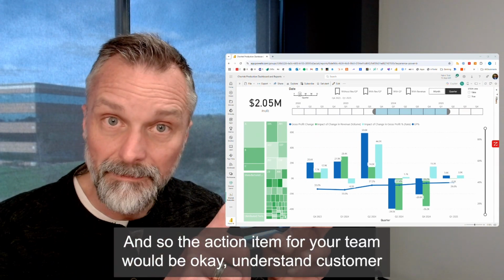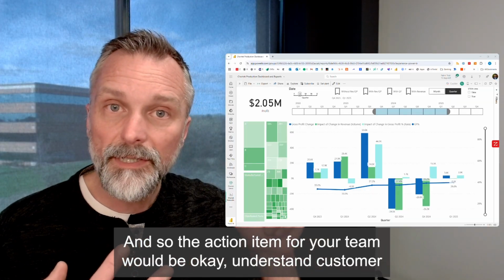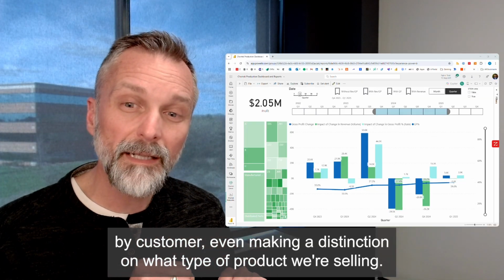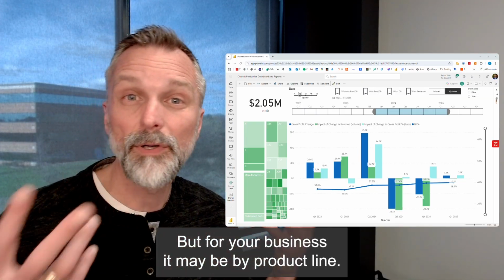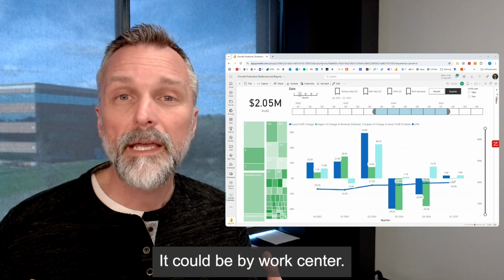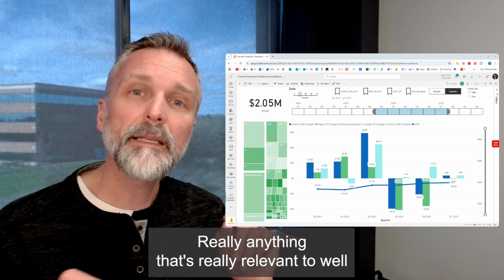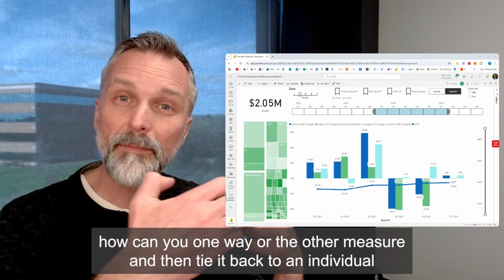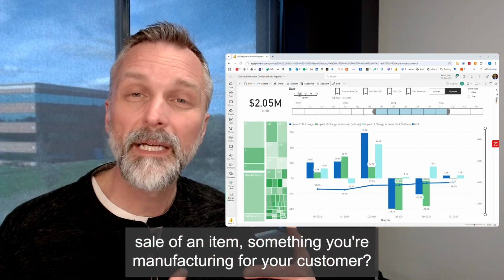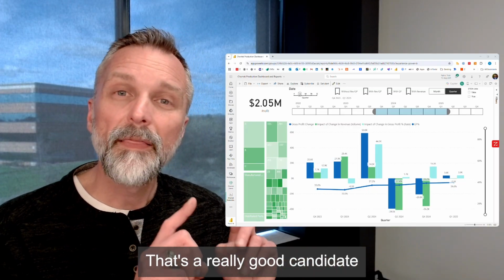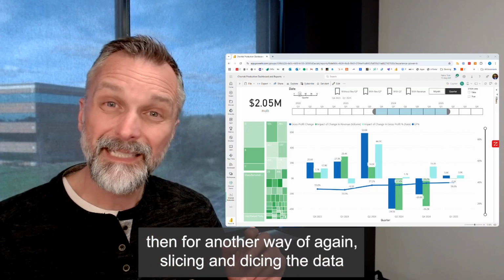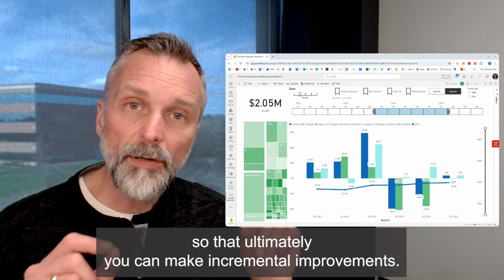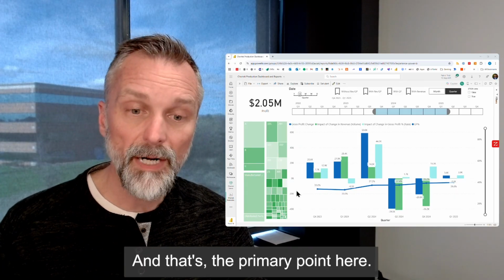And so the action item for your team would be to understand customer by customer, even making a distinction on what type of product we're selling. This is simple with just two distinctions here, but for your business, it may be by product line. It could be by work center, really anything that's relevant to how you can, one way or the other, measure and then tie it back to an individual sale of an item, something you're manufacturing for your customer. That's a really good candidate for another way of slicing and dicing the data so that ultimately you can make incremental improvements. And that's the primary point here.